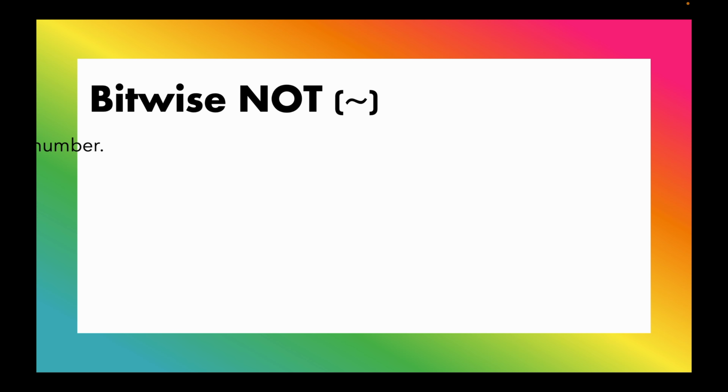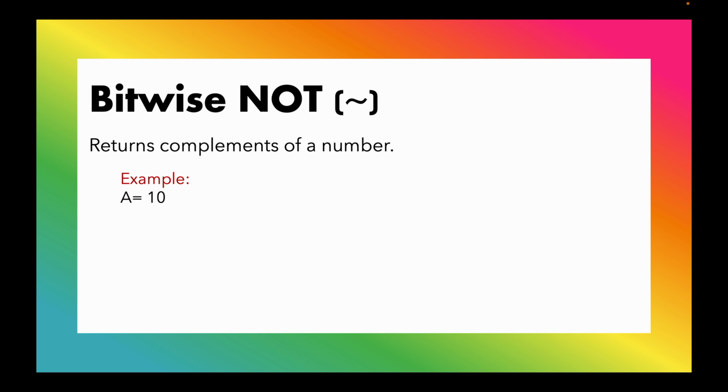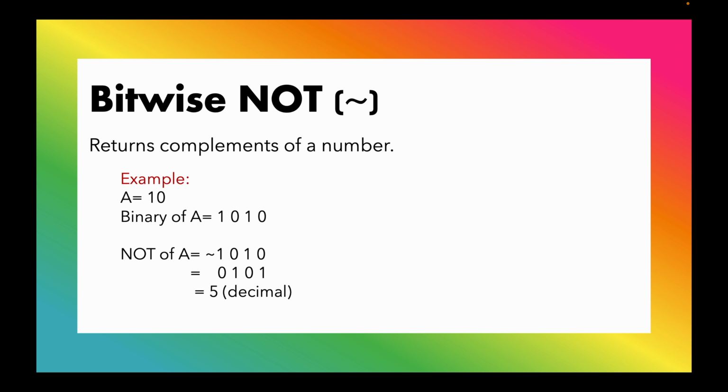The next operator is the bitwise NOT operator, and in this case it returns the complement of a number. And let's see the example. If A equals 10 and binary of A equals 1010, then the NOT operator of A, that is NOT of 1010, is equivalent to 0101. It basically complements the number and the resulting value is 5 in decimal.